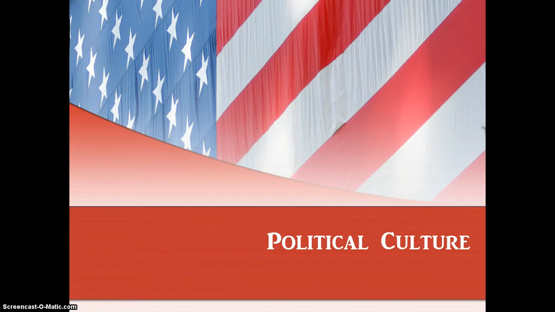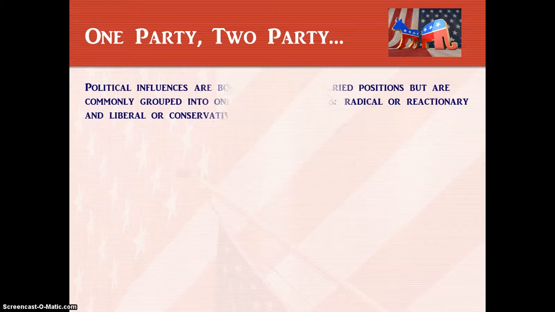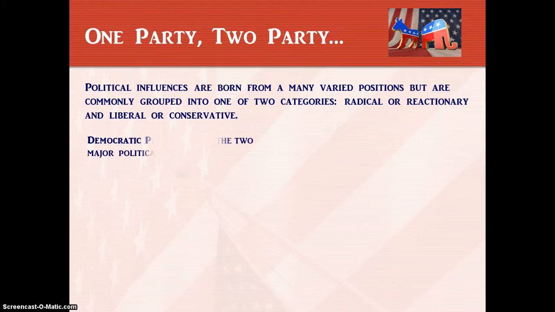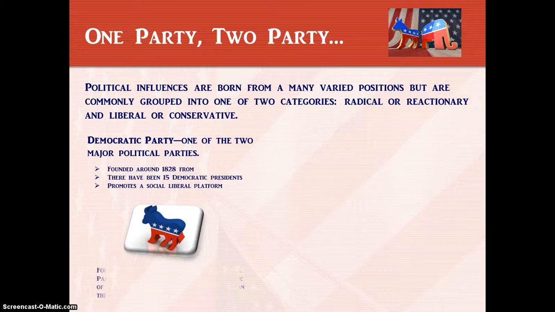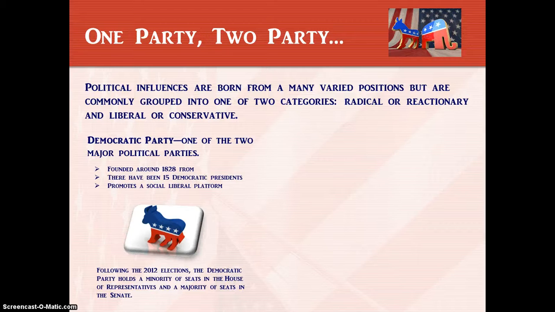Political culture. One party, two party. Political influences are borne by many varied positions. The United States identifies with two major political parties, the Democratic Party, which was founded around 1828 and has produced 15 Democratic presidents. They promote a social liberal platform. Following the 2012 election, the Democratic Party holds a minority of seats in the House of Representatives and a majority of seats in the Senate.